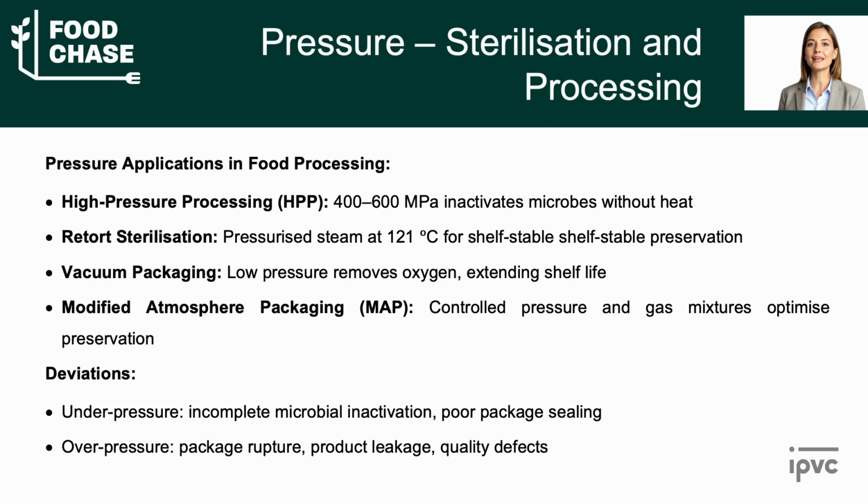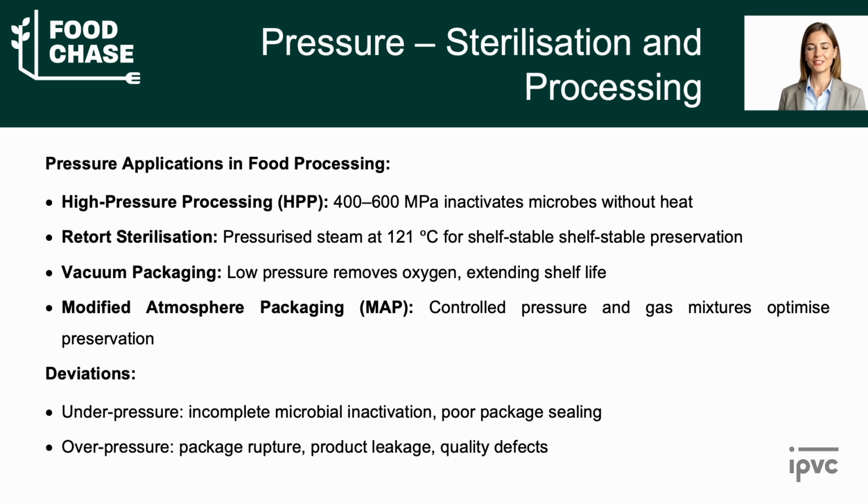Pressure is less obvious than temperature, but it is equally important in certain processes. High-pressure processing, or HPP, uses pressures of 400 to 600 megapascals, that is about 4,000 to 6,000 atmospheres, to inactivate pathogens and spoilage microorganisms without heating the product. This preserves heat-sensitive nutrients and sensory properties, making it popular for fresh juices and ready-to-eat foods.